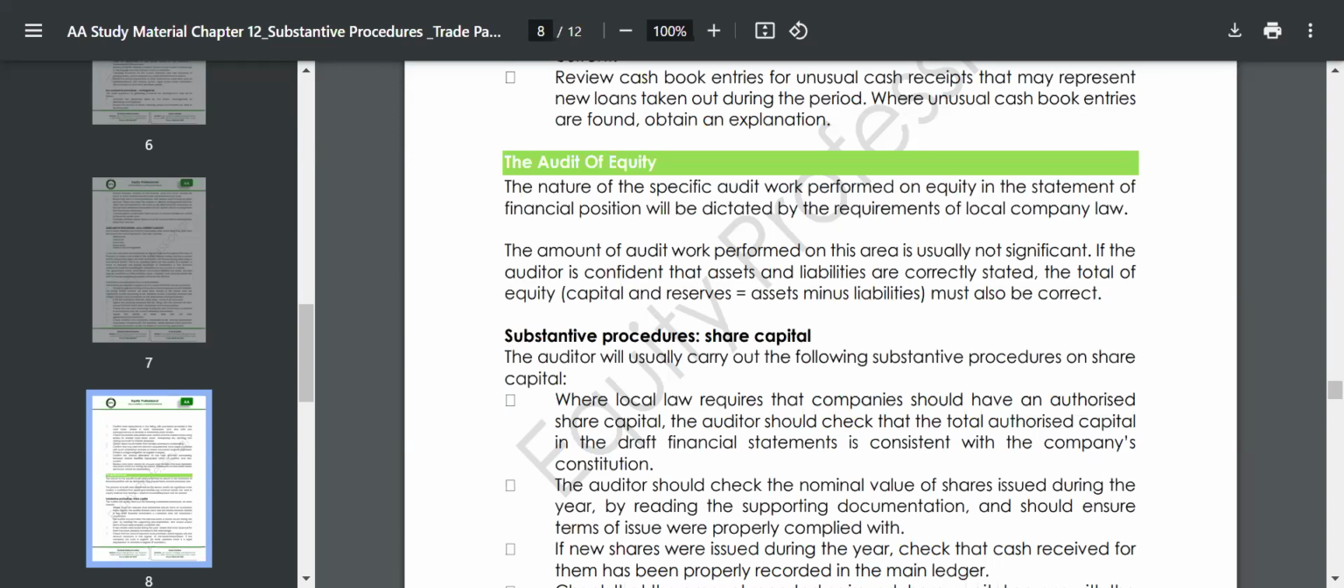So there are some countries where equity audit is a requirement of the law. There are some specific requirements, depending on the country, that equity audit must be conducted.